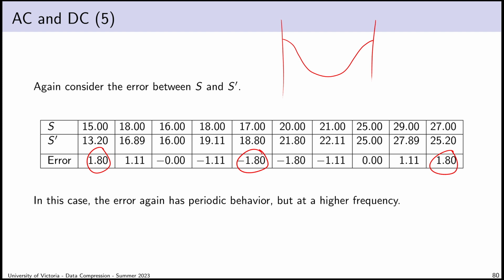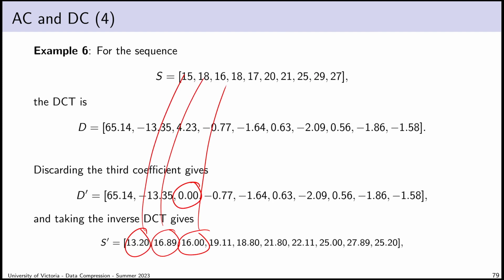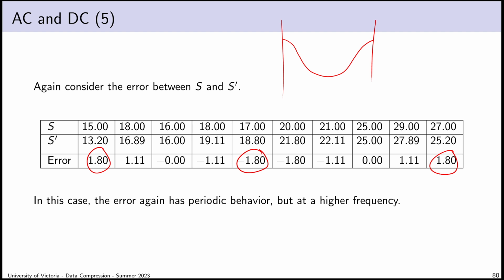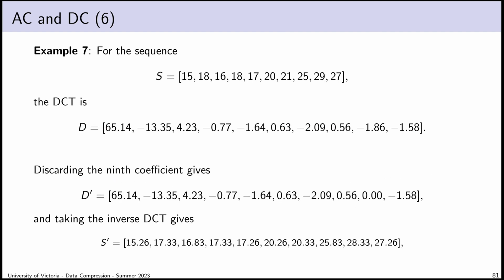And I shouldn't be surprised that if I were to delete later and later coefficients, I'm going to observe that. Because really what the DCT is telling me is how to construct my original sequence out of cosine waves, starting with low frequency waves on this end and high frequency waves over here. If I clear out one of those waves, the error that gets introduced corresponds to the wave that I removed. So the periodic behavior shouldn't surprise me that much.